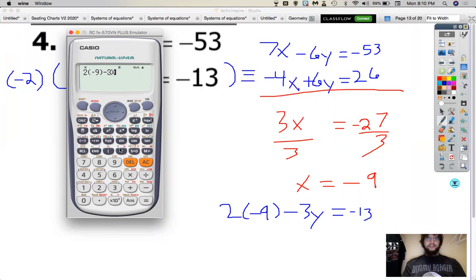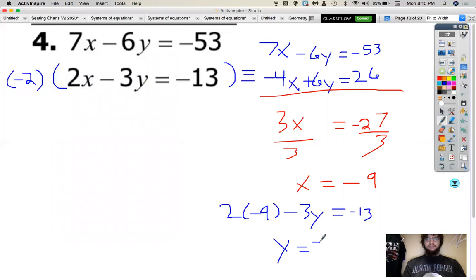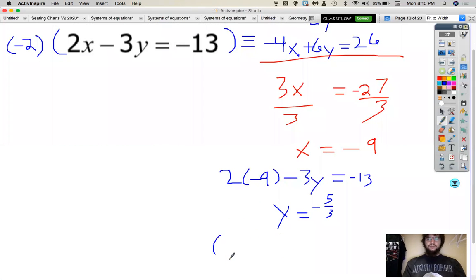But remember, you have to put x in there. It does not do any other variable. So whatever your variable is, you have to call it x. Shift calc equals. Oh no, whenever we have a decimal, remember we don't want decimals, we want fractions. So just type x again, negative 5/3. So y is negative 5/3. Okay, so this ordered pair: negative 9, negative 5/3. It's okay to have fractions.